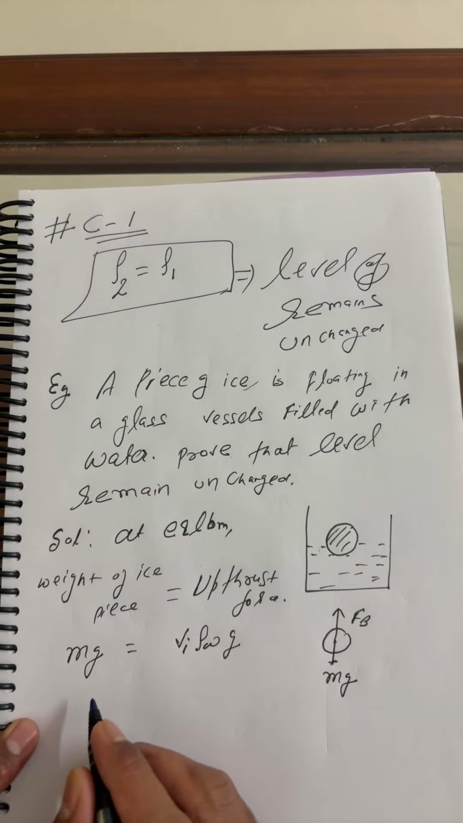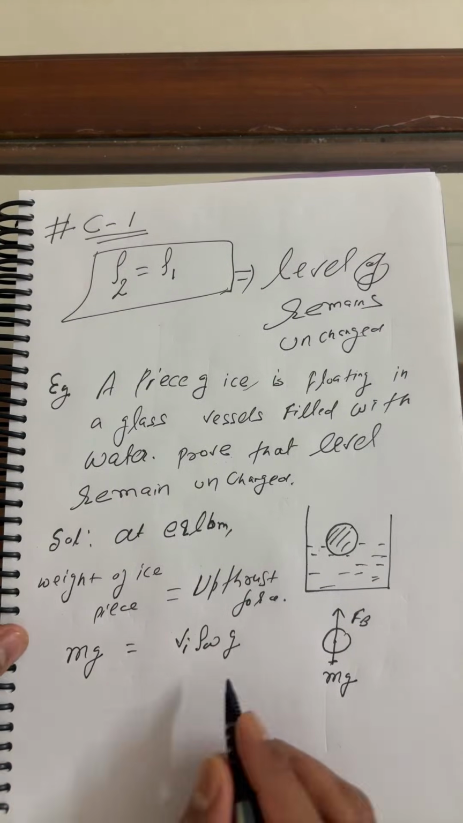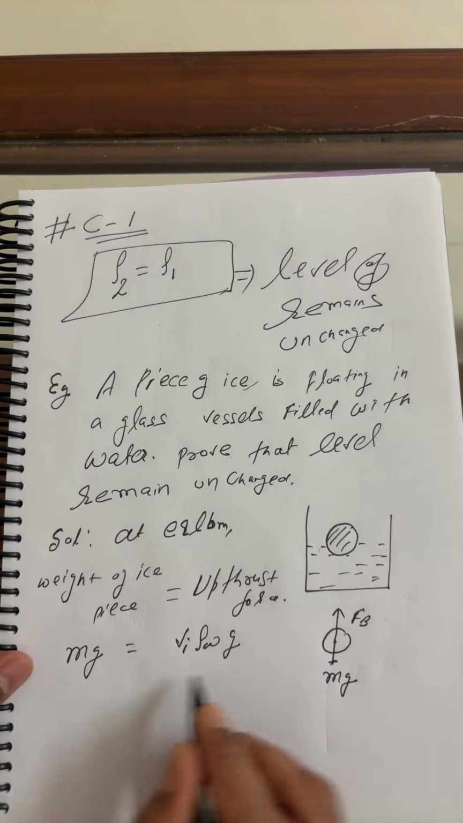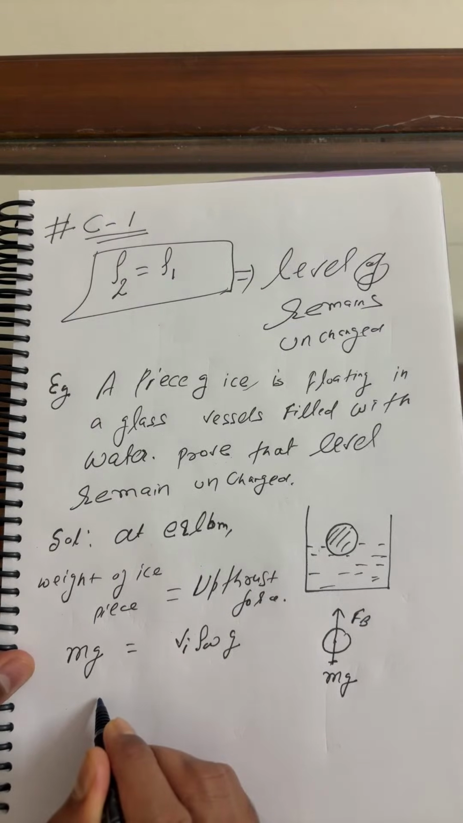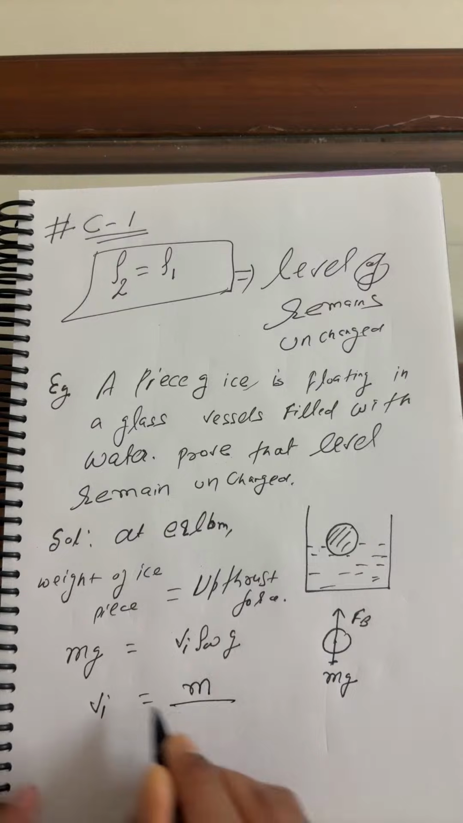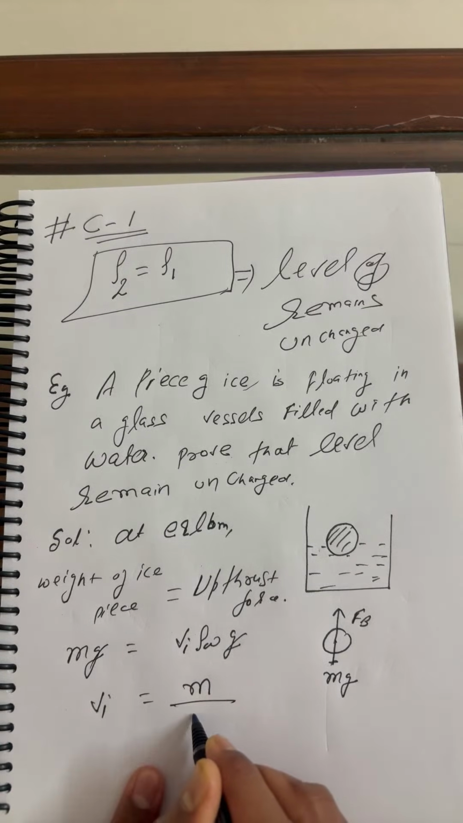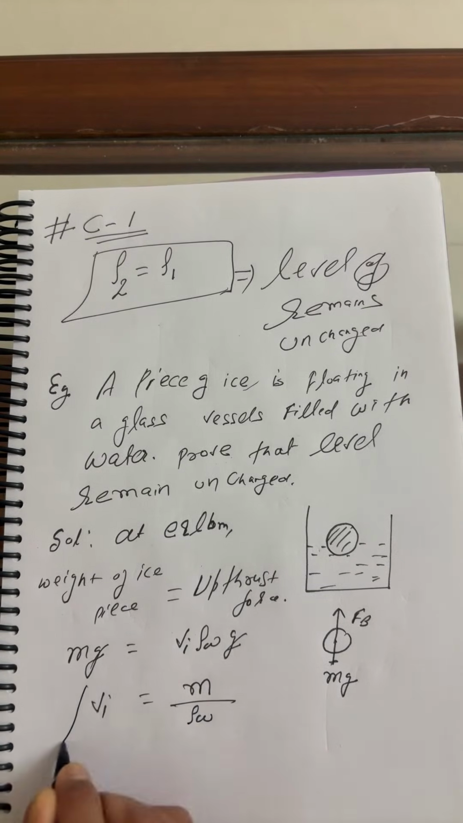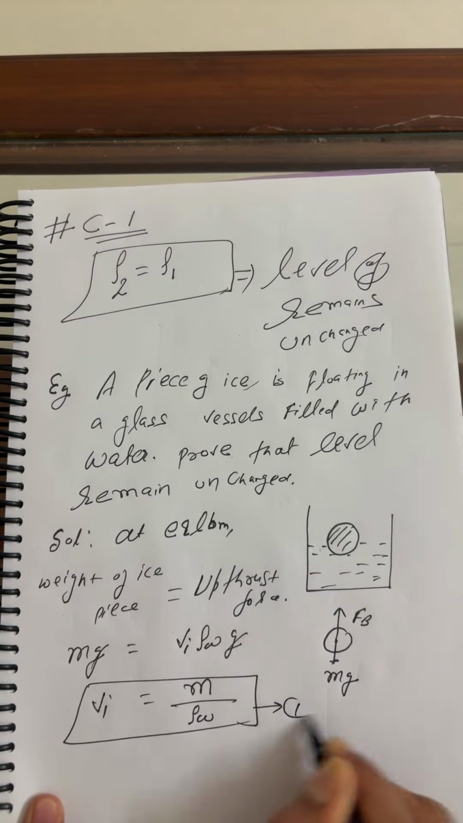So we can write for this condition: mg is mass times g, which equals rho V g. So volume immersed is m g upon rho g; g cancels, giving m upon the density of water. Students, call this equation number 1.